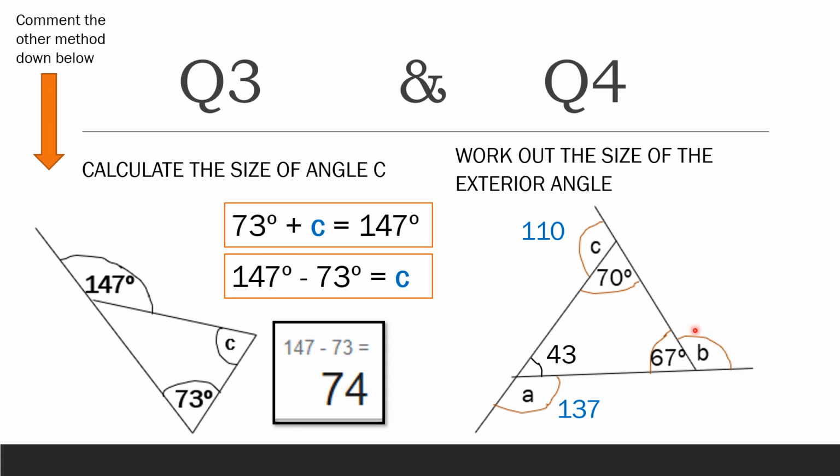Let's move on to B. We have the two interior opposite angles, which are 70 degrees and 43 degrees, and when we add them, we'll get 113 degrees, which is the size of angle B. And we can check our answer by adding all of these: 110 degrees, 113 degrees, 137 degrees. When you add them, you'll get 360 degrees.